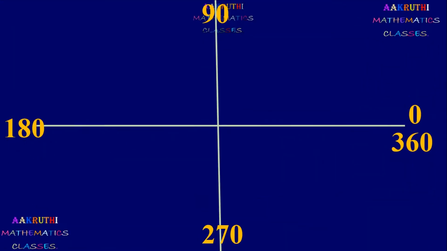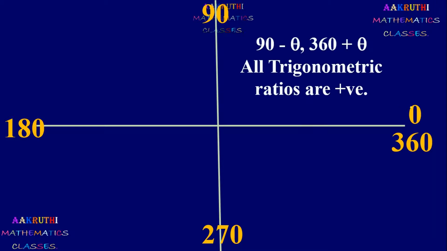So we know that the plane is divided into 4 quadrants. The first quadrant is between 0 and 90 degrees, so the angle is more than 0 degrees and less than 90 degrees, or we can take it as 360 plus theta or 90 minus theta. In the first quadrant, all trigonometric ratios are positive.